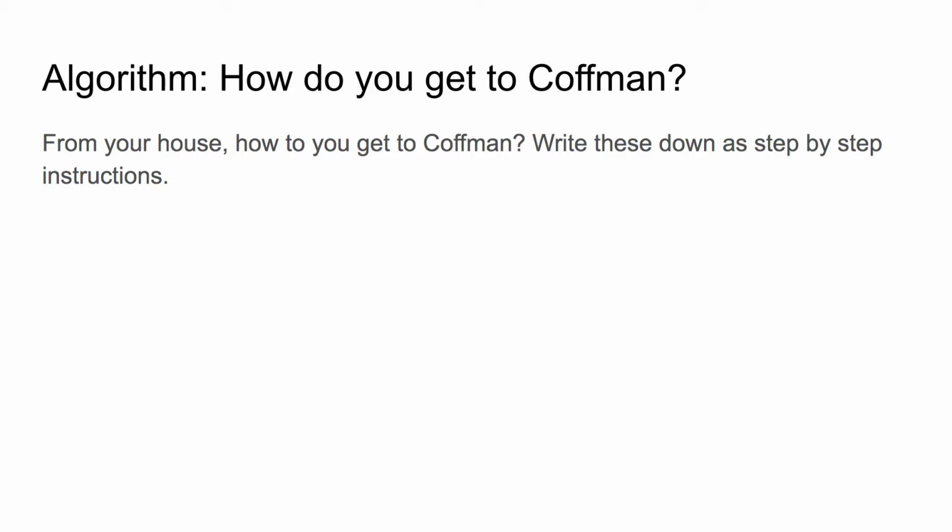So let's try another algorithm here. I want you to write down the steps for you to go from your house to Kaufman. So for me, it would be I start off on Wilson Avenue on the east side of Columbus, go south a very short distance to Bryden Road, turn right on Bryden Road. So I'm heading west on Bryden, it'll turn into Town Street.